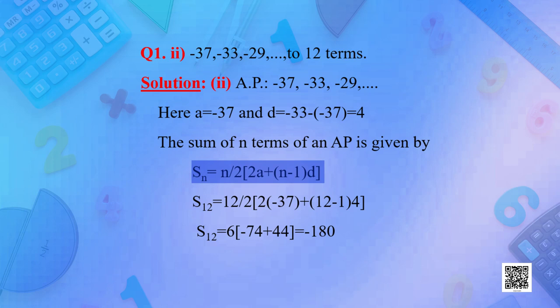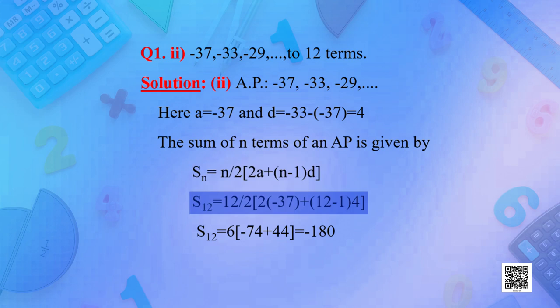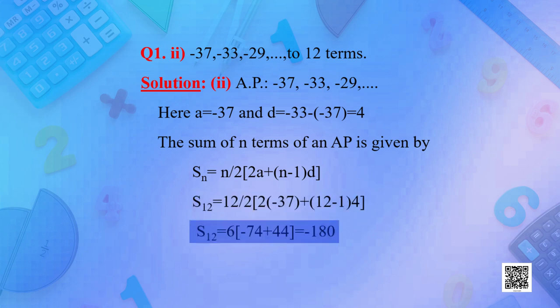So, sum of n terms of an AP is given by S_n is equal to n upon 2 into 2a plus n minus 1 into d. So, 12 upon 2 multiplied by 2 into minus 37 plus 12 minus 1 into 4, which on simplification gives us 6 into minus 74 plus 44. That is equal to minus 180. Is it clear? Okay, let us go to the next.